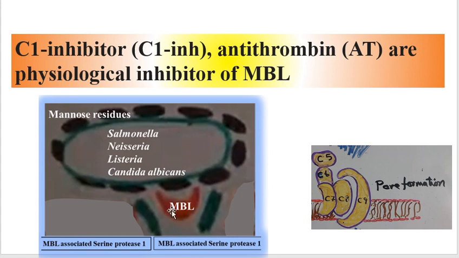In case of the mannose-binding lectin pathway, which is important in defense or protection against some bacteria like Salmonella, Neisseria, Listeria, and some other microorganisms, for example Candida albicans, when the immune response is done, C1 inhibitory factor and antithrombin are also physiological inhibitors of the mannose-binding lectin pathway of the complement.